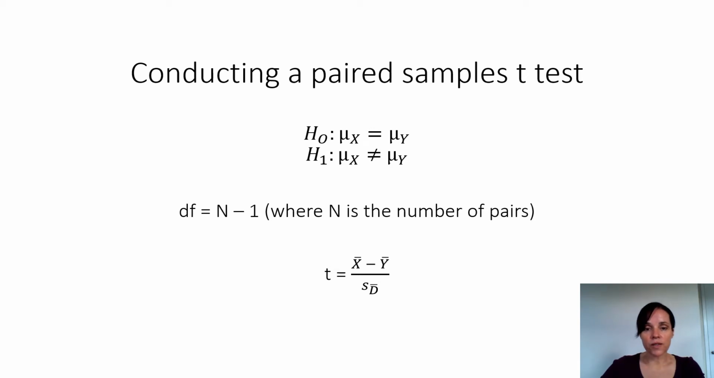You'll probably remember x bar. X bar is the sample mean on x. Y bar is the sample mean on y. So x bar and y bar, you've calculated them before, and the calculation is very straightforward. So the new term here is s sub d bar. So here in the denominator of the t observed value, we have to learn how to calculate this new term, s sub d bar. This term is called the standard error of the mean difference. So the standard error of the mean difference, s sub d bar.